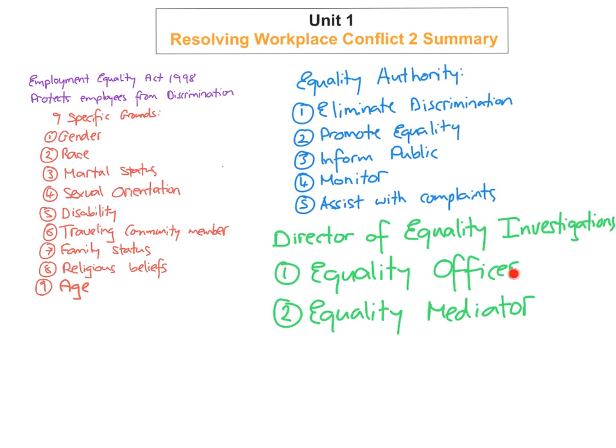You might be wondering, what's the difference between the Equality Officer and the Equality Mediator? Well, the Equality Officer is the legal route, and this is where the decision is binding, but it can be appealed in the Labour Court. The Equality Mediator goes to both parties and tries to reach an agreement on a voluntary basis, without imposing a ruling or a binding decision. One thing to note, this is a common question that comes up in the Leaving Cert business exam: the role of the Director of Equality Investigations. So know what their role is and the two ways they can deal with complaints.